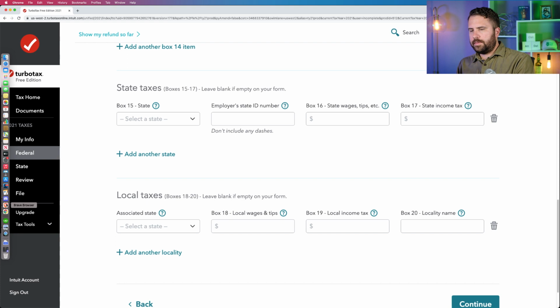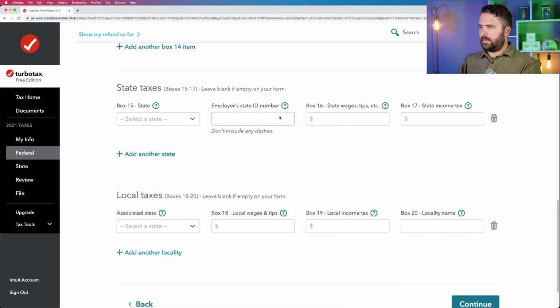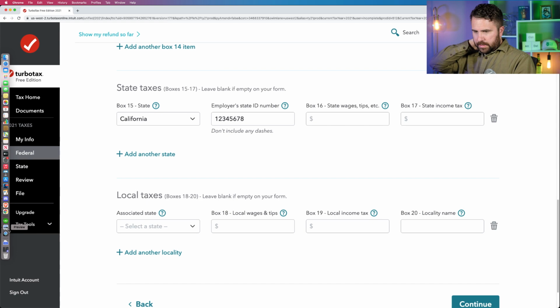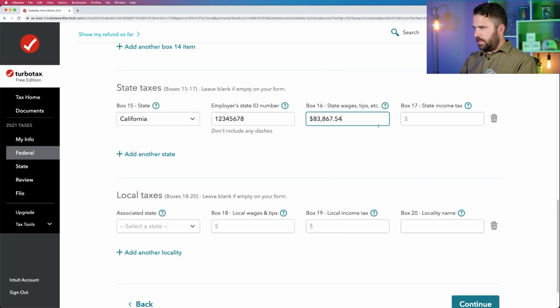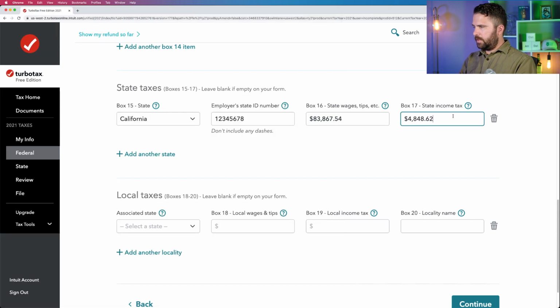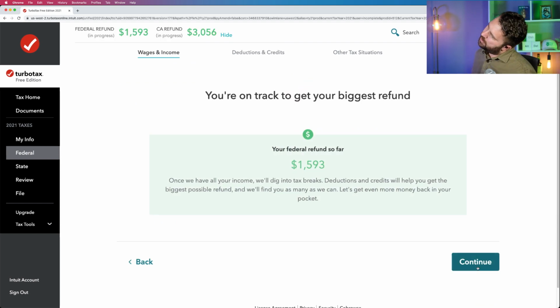State taxes. California, 1, 2, 3, 4, 5, 6, 7, 8. State wages and tips, etc. State income tax, $4,048.62. We're going to say no local taxes. Oh, my neck. All right, so we're saying your refund so far is $1,593. I think it'll track it as we go along.